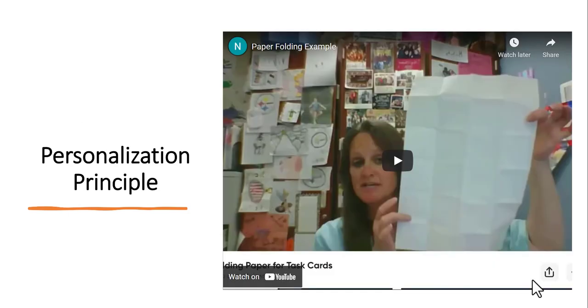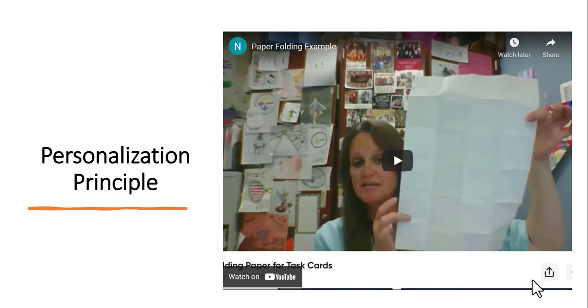Our personalization principle is how I personalize my classroom for when I have a substitute or when students might not be there, or just for some extra information. So I use Wakelet, which is a collaboration spot where I can collect different things to share. When I have a substitute, I have a Wakelet for my sub that the sub can use when I'm gone.